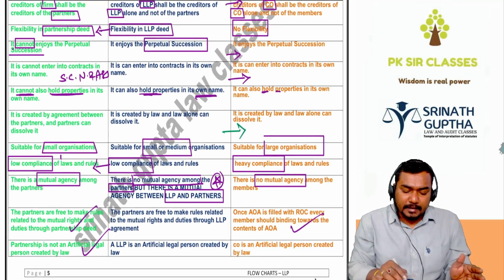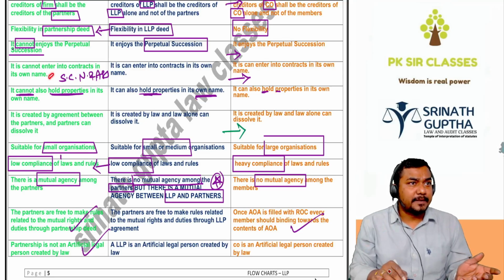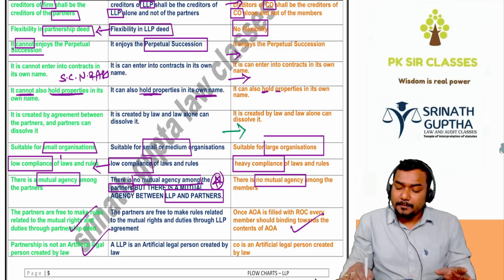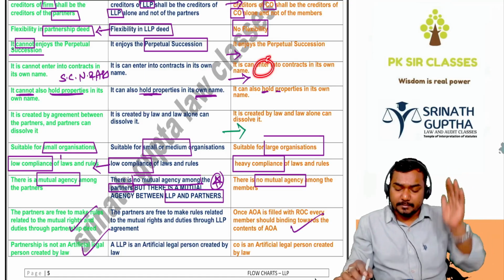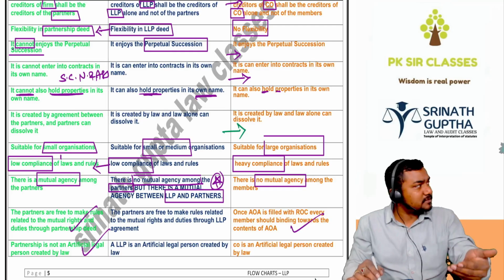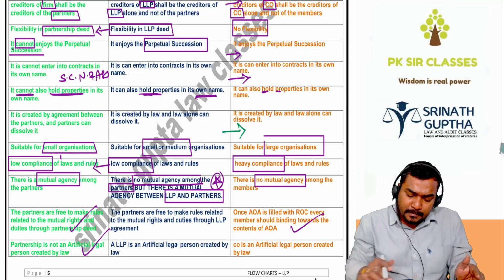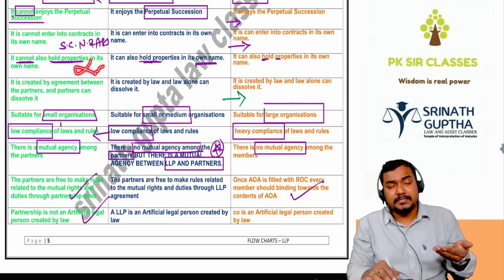Next, partnership cannot enter into a contract in its own name because it's not a person at all in the eyes of law. Partnership is not a natural person. Partnership is not an artificial person. It is not a person at all in the eyes of law. But company is a separate person, it can enter into any contracts including with its members. LLP is a separate person, it can enter into contracts with its own partners also. Next, partnership cannot hold properties in its own name.